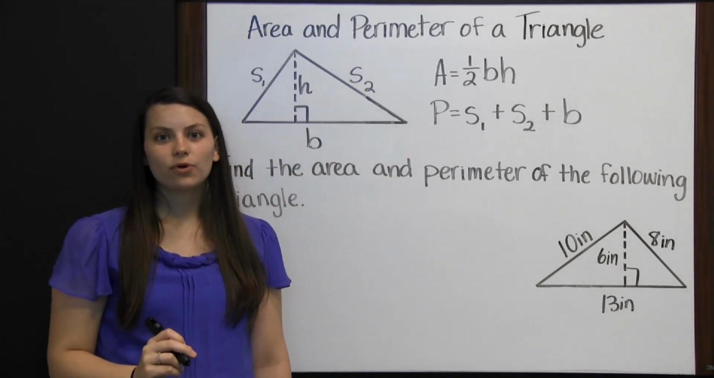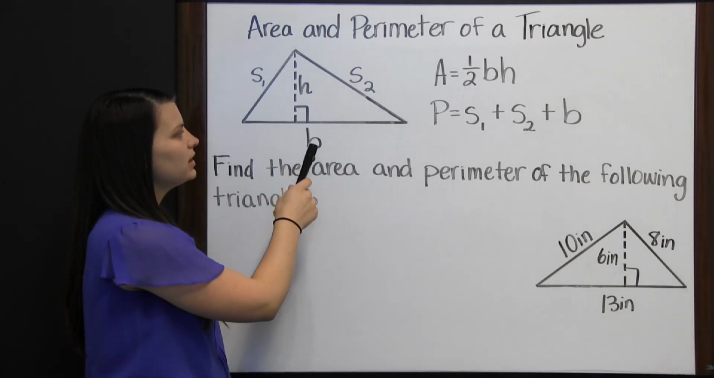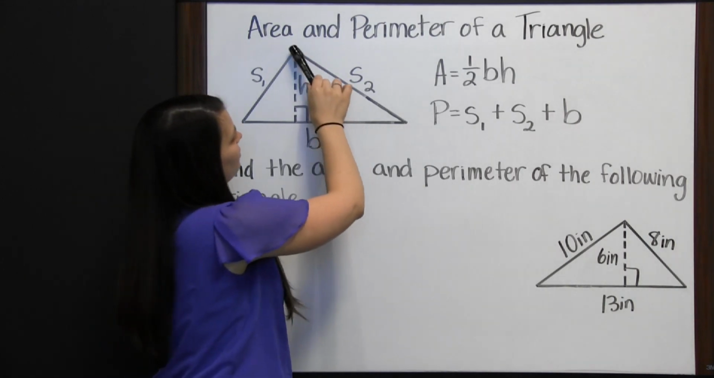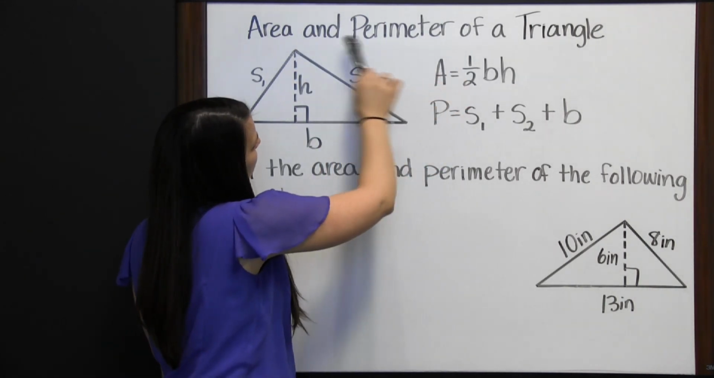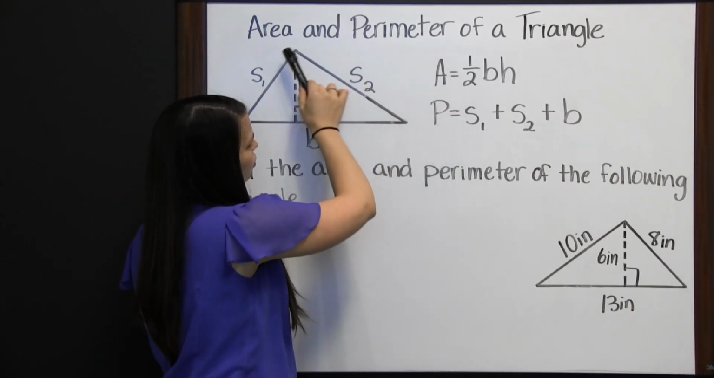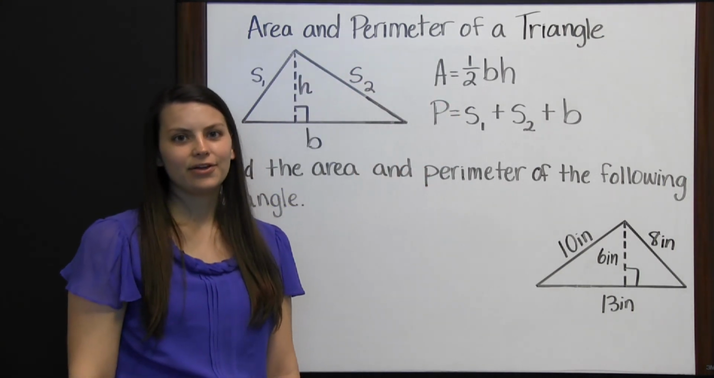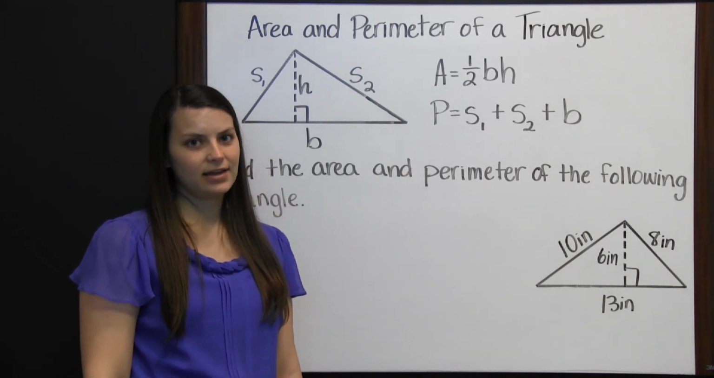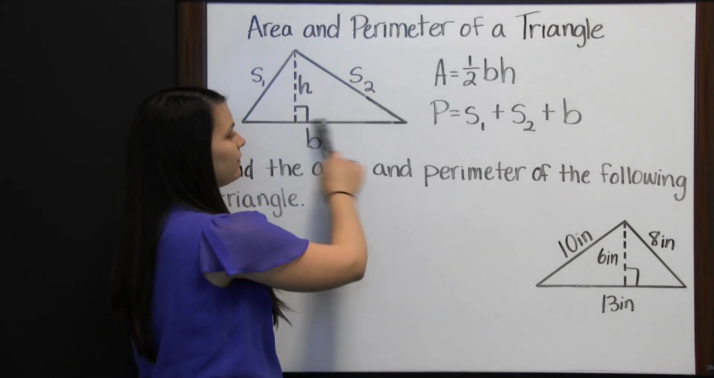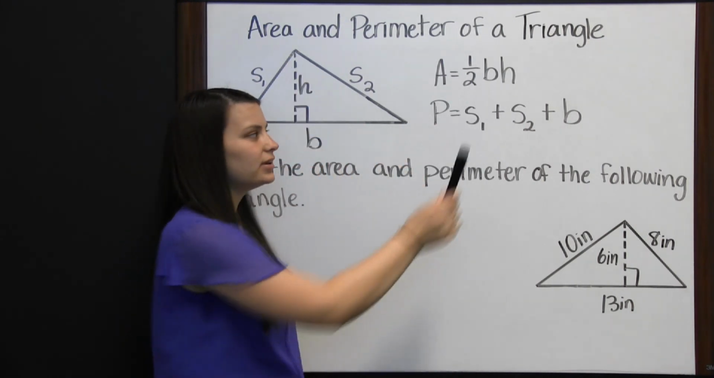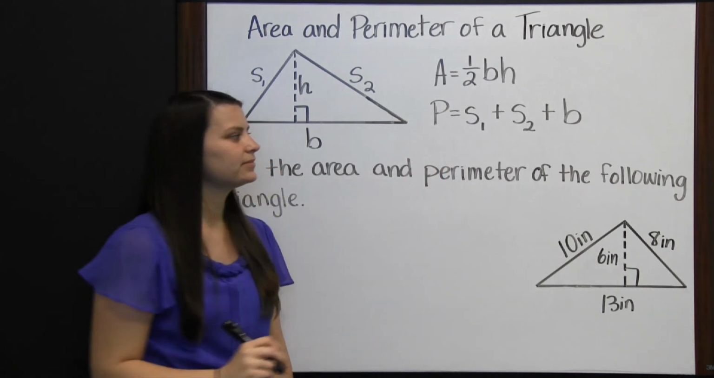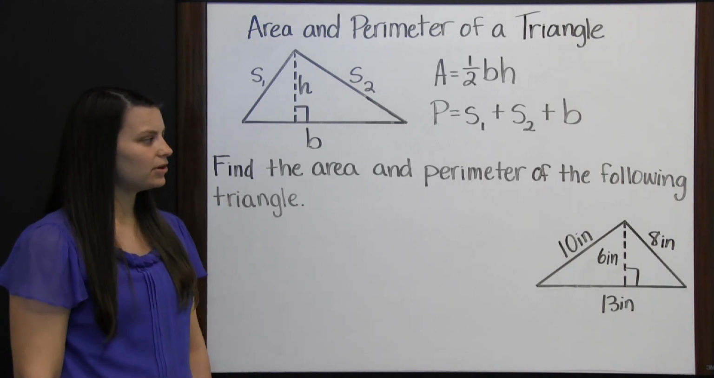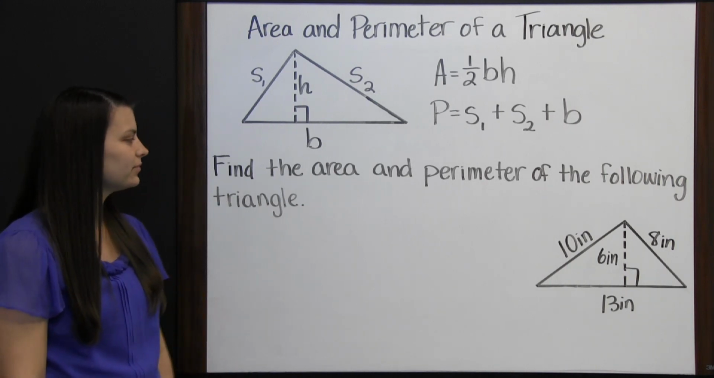One way to remember the formula for the area of a triangle is that a triangle is half of a parallelogram. If you can imagine drawing the rest of the parallelogram out here, you can see this triangle is half of a parallelogram. The area of a parallelogram is base times height, so the area of half of a parallelogram, or a triangle, is half base times height. Now for an example. Find the area and perimeter of the following triangle.